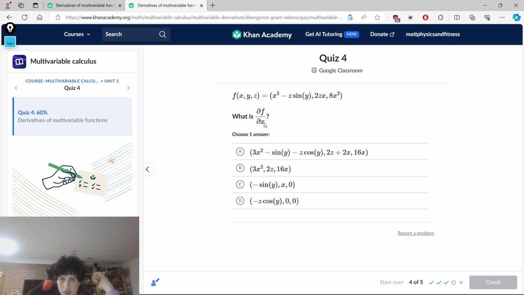Divergence, df dx. This is just the derivative of the whole function. This is the whole partial for x. But you do still comment it off.